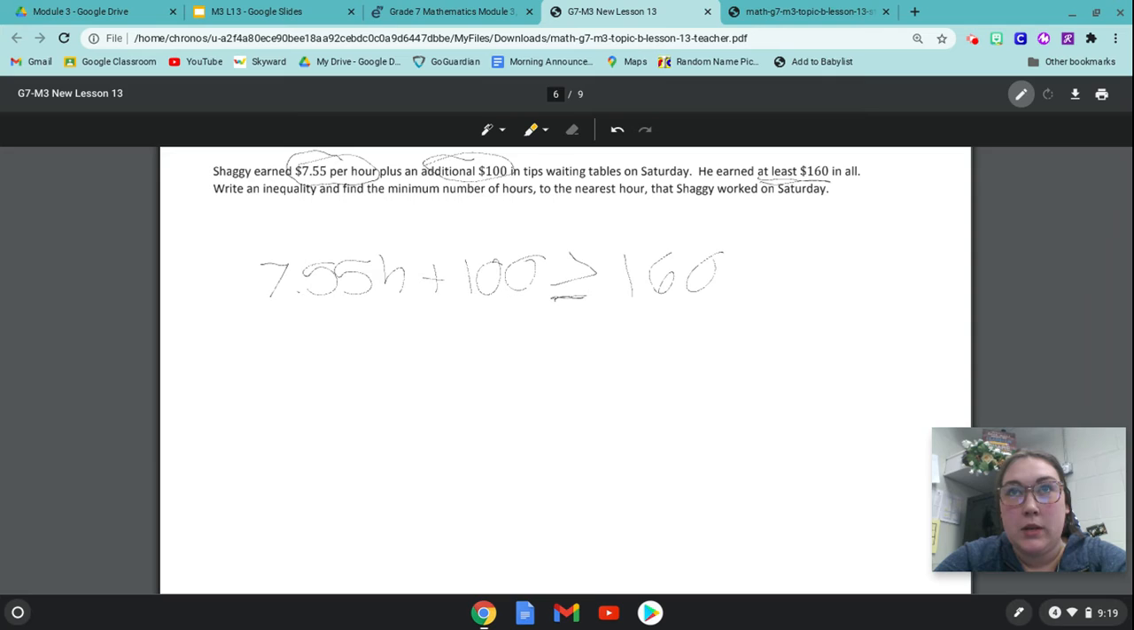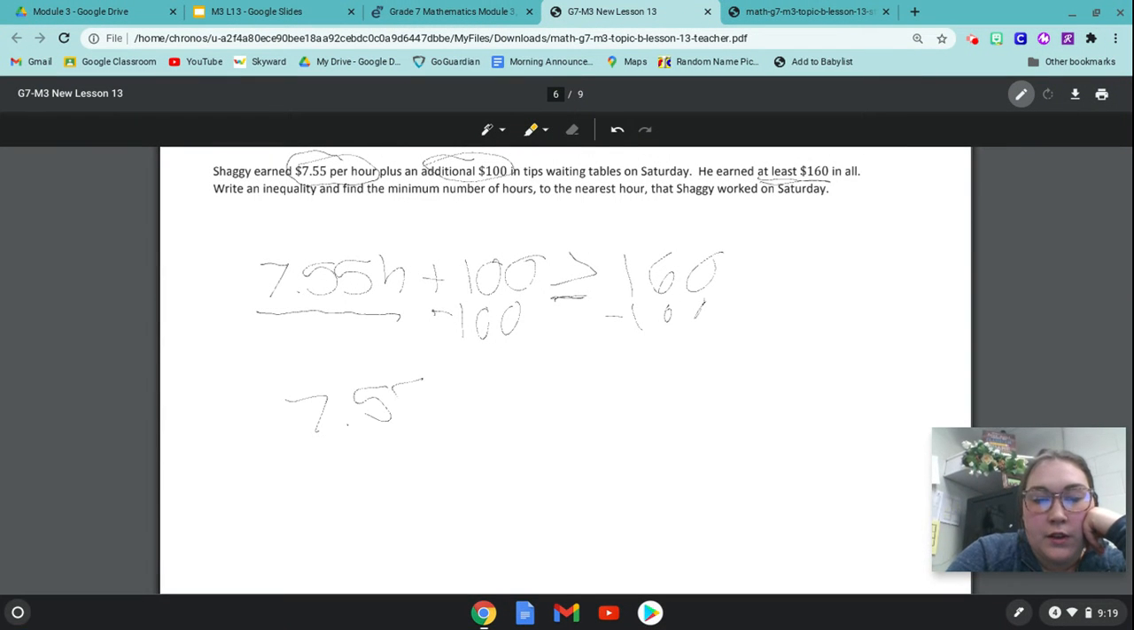And then to solve that, I'm just going to treat this as an equation and use all my PEMDAS steps to figure this out. So first I need to isolate my 7.55H. To do that, I'm going to subtract 100 from both sides. So now I have 7.55H is greater than or equal to 60.